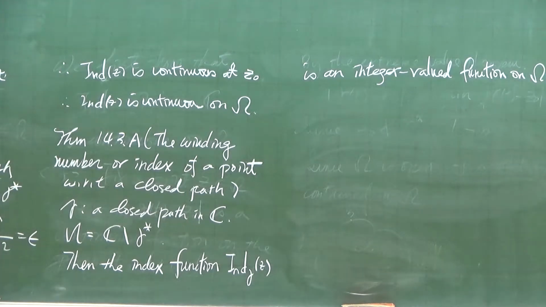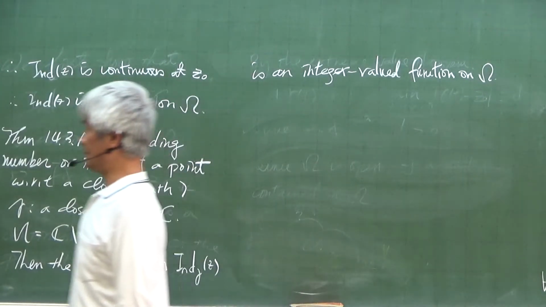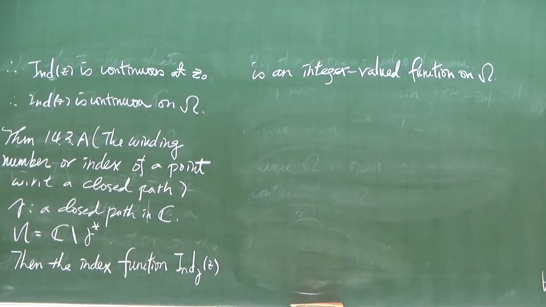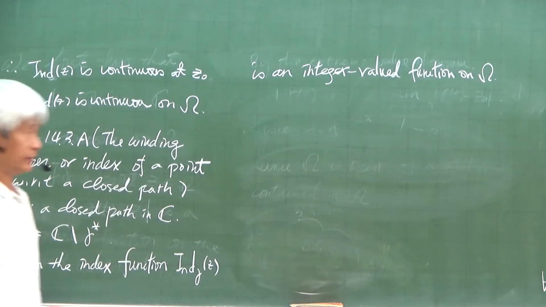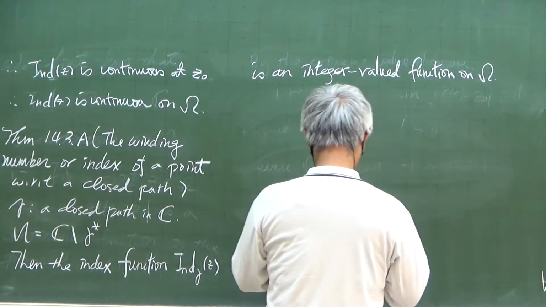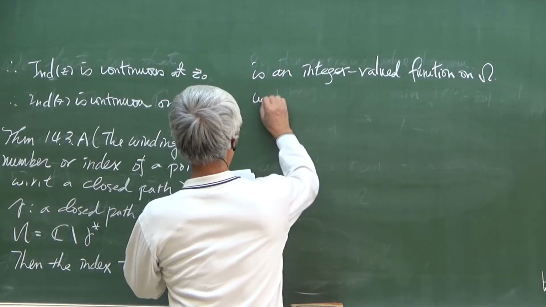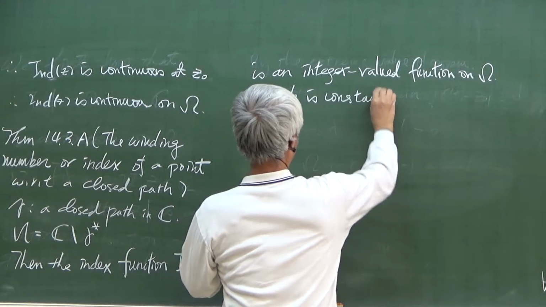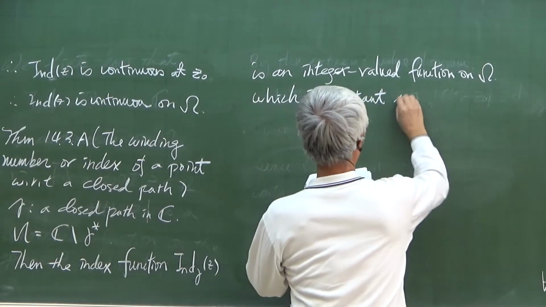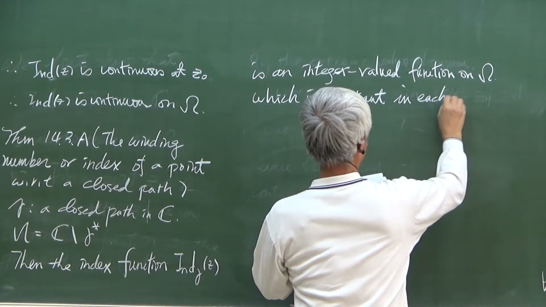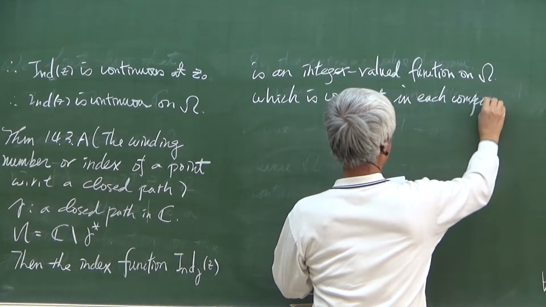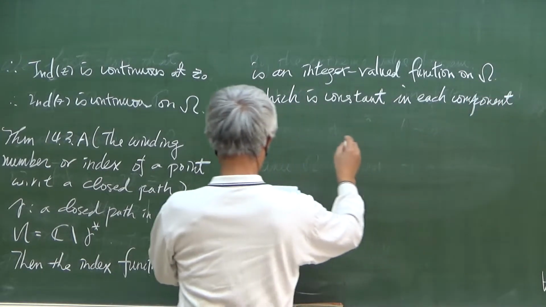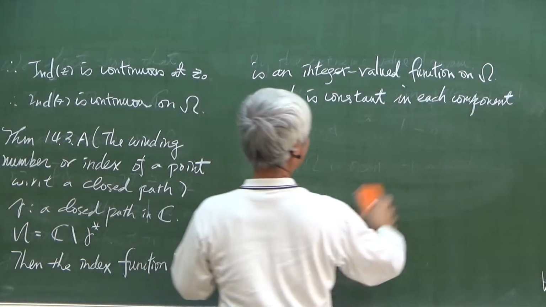Initially, when we define the index function, we know it's complex valued. But now we will prove that the index function is integer valued, which is constant in each component, each connected component.